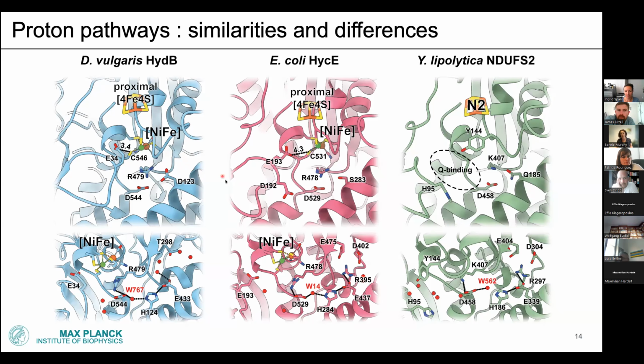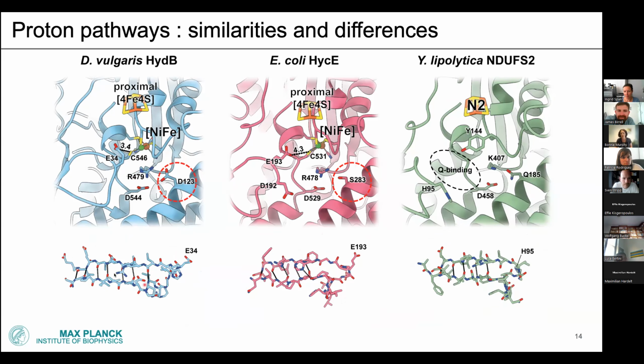But what we see in that loop is more flexibility. Sorry, I'm going to have to go forward and back because I think I got my animations the wrong way around. But what you can see when you look at the beta-1, beta-2 loop is that in the soluble hydrogenases, there are a few more hydrogen bonds that stabilize that, and so it seems to be a bit more rigid, whereas in the MBHs, it's a bit more flexible. And that has also been shown for complex 1.